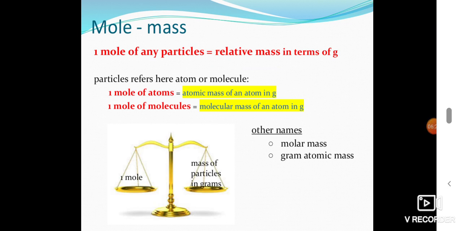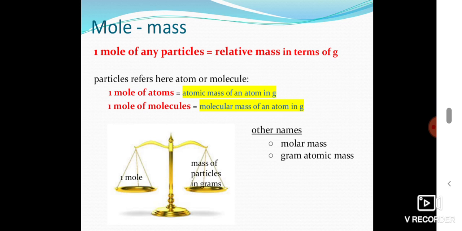In the previous slide, we discussed how much number of substance is contained in 1 mole. Here, we have to discuss how many grams are present in 1 mole. I already told you mole can be explained by numbers as well as by mass. Here, I will explain the mole with mass. How many grams are present in 1 mole, that is the definition.